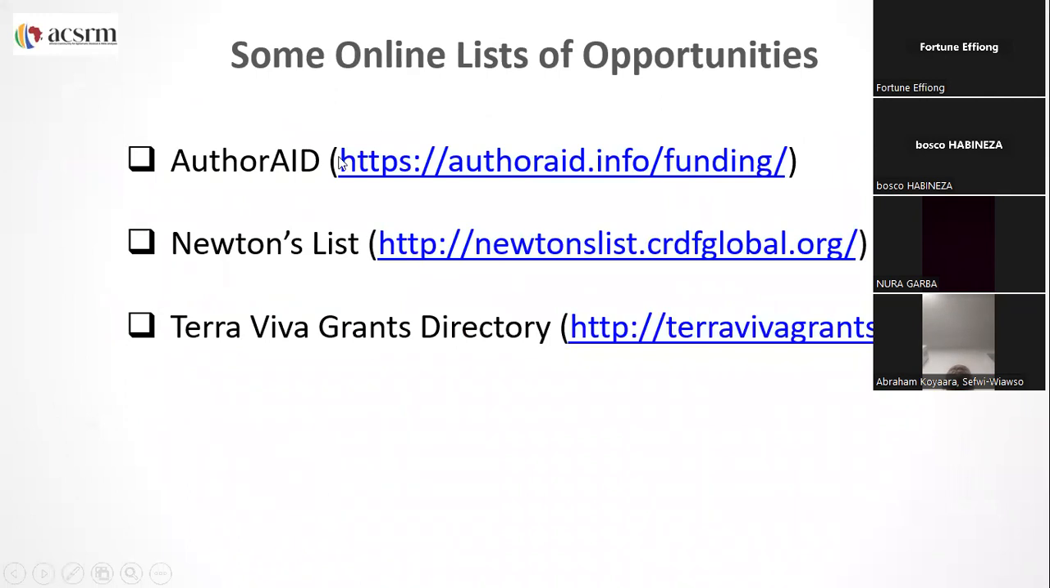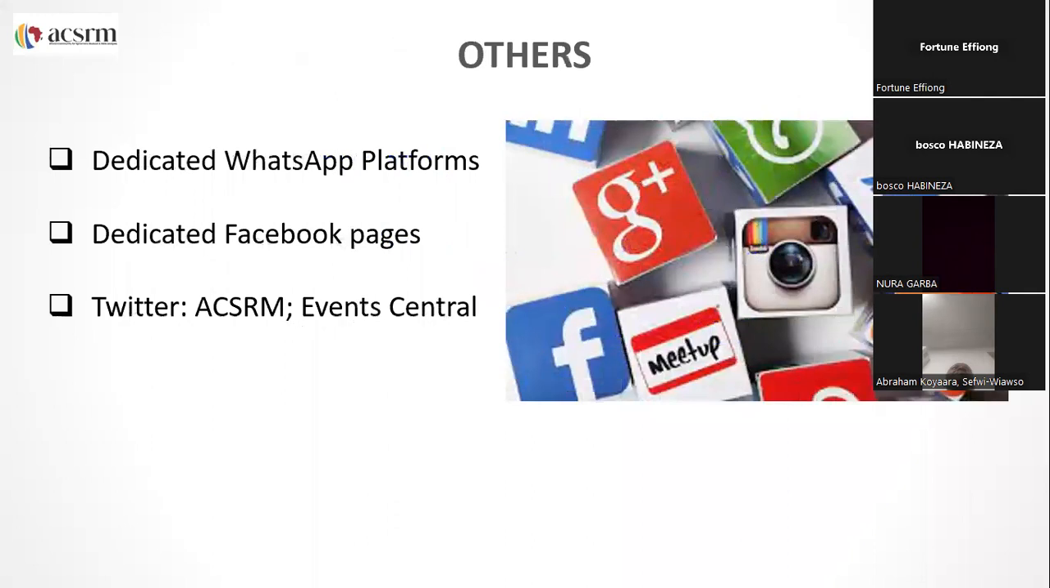So there are some websites that just list funding opportunities, okay? One of them is AuthorAid. So you can see authoraid.info/funding. You see potential funding sources and Newton's list and so on and so forth. Yes, joining dedicated WhatsApp platforms is very important. I belong to lots of those kinds of WhatsApp platforms where they share opportunities. In fact, I think I learned about the RST image, I'm not sure, but I think I saw it on a WhatsApp platform. It happens. Many of the grant opportunities I see are on WhatsApp. I think WhatsApp is a very, very important platform if you can make the most of it.